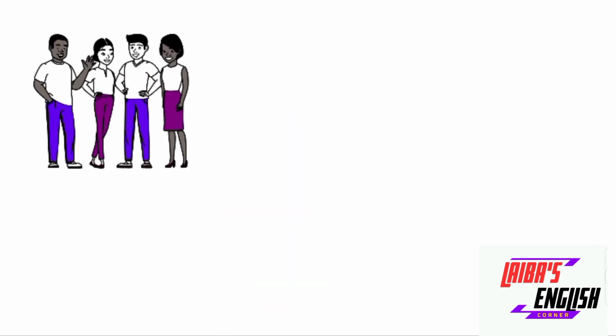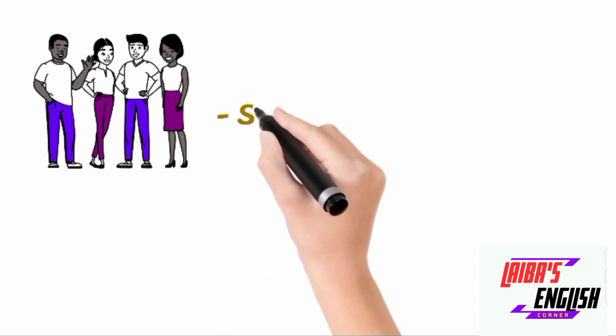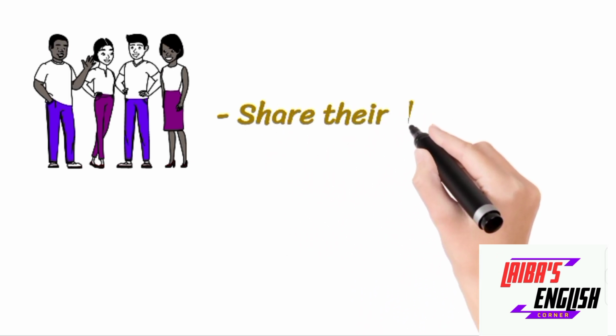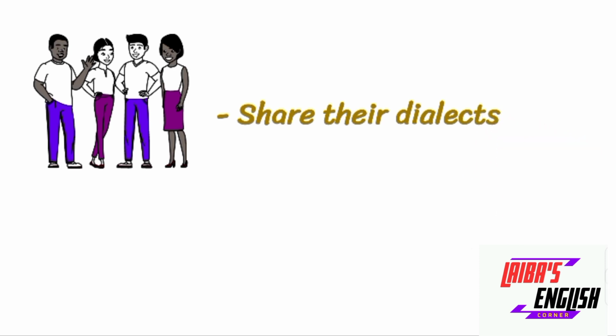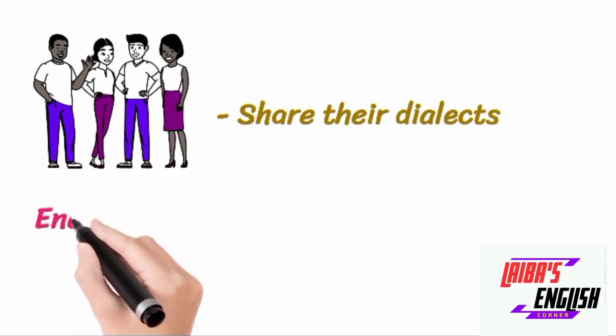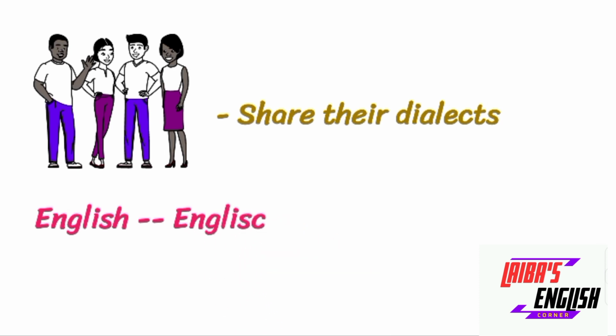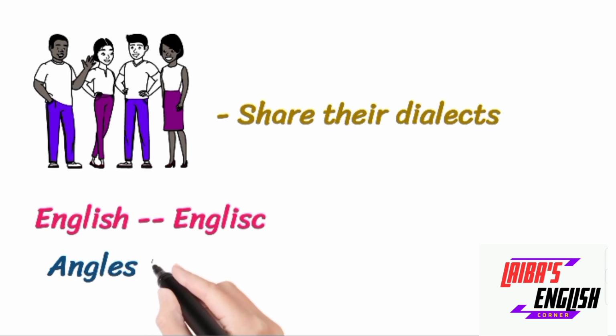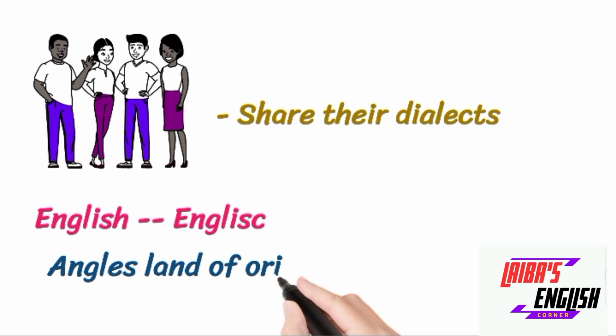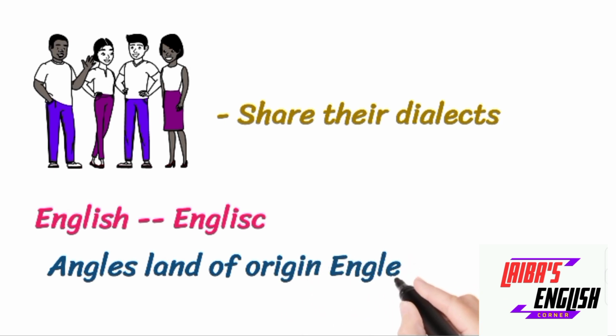Now as time passed, these three tribes shared their different dialects with each other. Angles shared with Jutes, Jutes with Saxons, Saxons with Angles, and so on. They shared their different German and Danish dialects with each other. Basically, in Old English, English was spelled as Englisc. And basically, this word came from the Angles. Their land of origin is known as Angel, Engle. From there, the word English is derived.